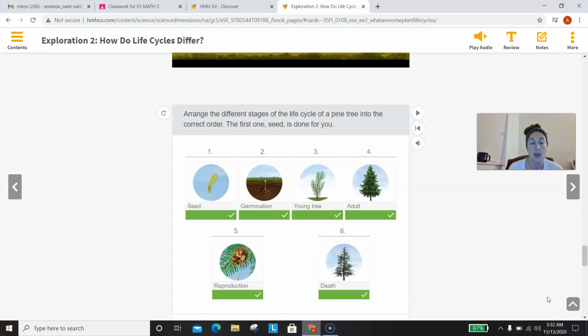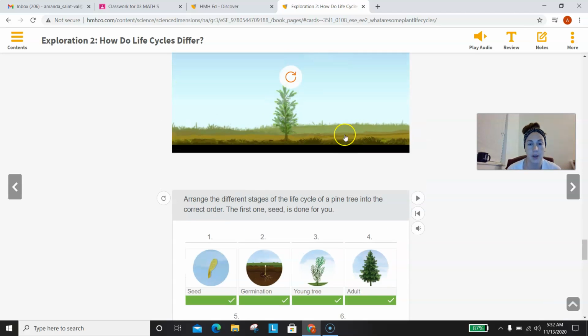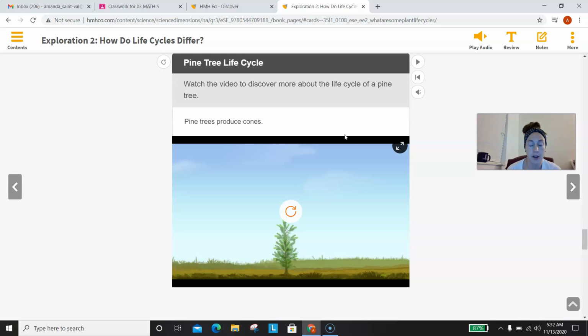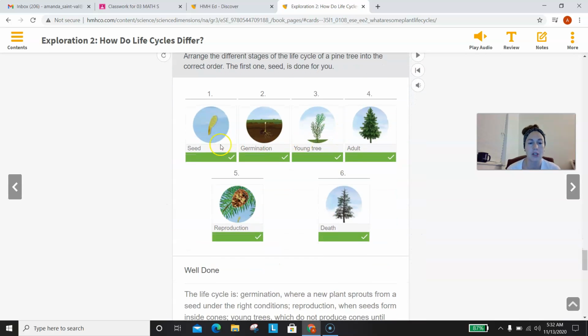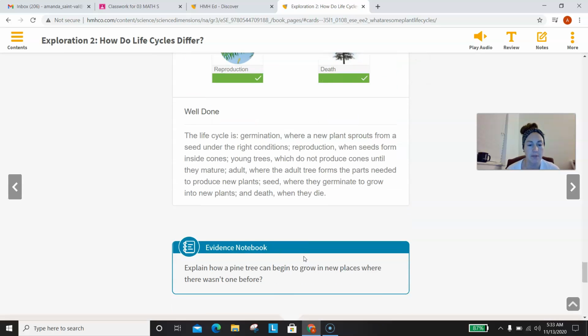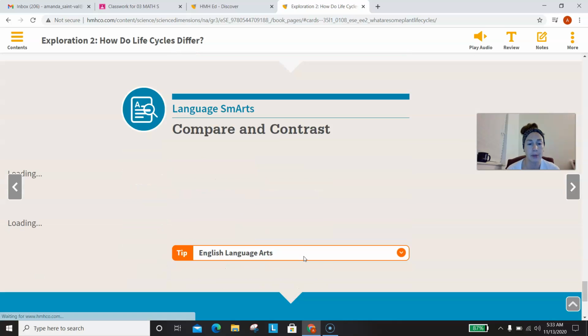All right. So you have a page where you're going to arrange your life cycle of a non-flowering plant. And it looks very, very similar to the flowering plant. So we have the seed, the germination, which is the sprout, the young tree, adult, reproduction, and death. So it's basically the same as the flowering plant.